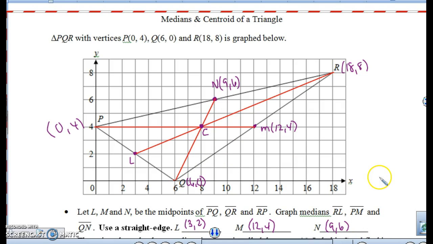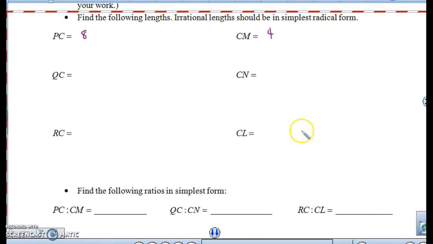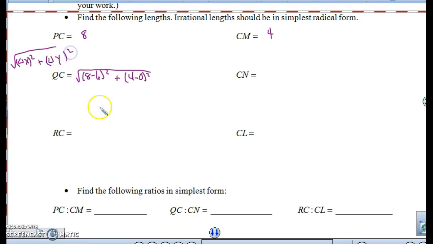We have to use the distance formula for those, or you can use the Pythagorean theorem by counting over this way and using the hypotenuse. But let's use the distance formula for practice. So QC, using the coordinate points Q and C, is going to be the square root of (8 minus 6) quantity squared, plus (4 minus 0) quantity squared. The distance formula is the square root of delta x squared plus delta y squared. So this is going to be 2 squared plus 4 squared, which is 4 plus 16, which is the square root of 20.